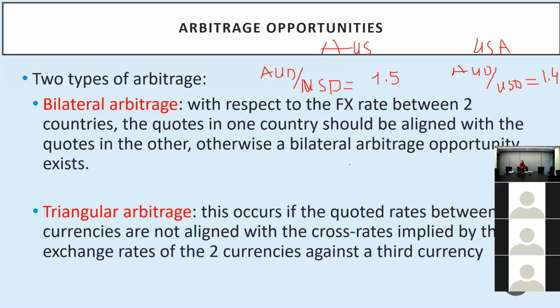With triangular arbitrage, this is when we are dealing with more than two currencies. So the exercises that we are going to do through the lecture and through the tutorial next week typically involve 3 different currencies. So when you have more than 2 currencies in place, sometimes the cross rates between the currencies don't align, and that is when you have an arbitrage opportunity, right?